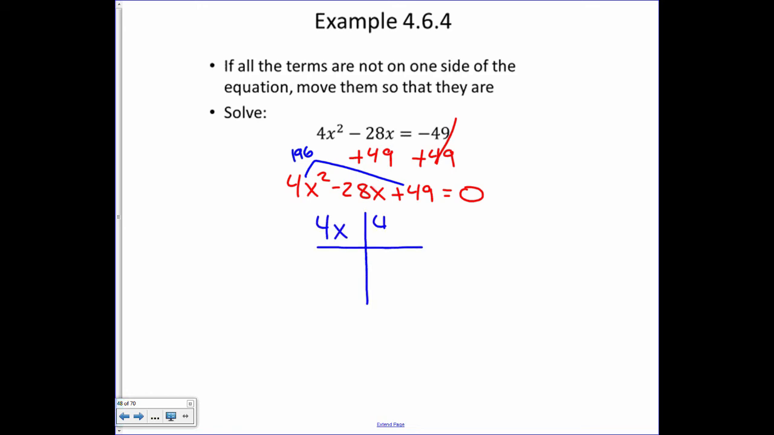Write the coefficient both times and split the variable. We now need two numbers that multiply to give you 196 and add to give you negative 28. Well, that would be negative 14 and negative 14. So again, we can reduce each side like a fraction. All of the factoring parts are exactly the same.